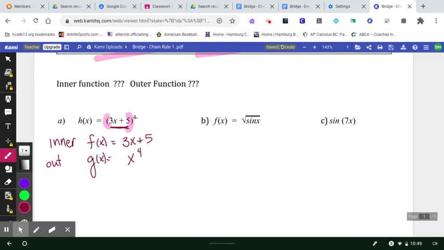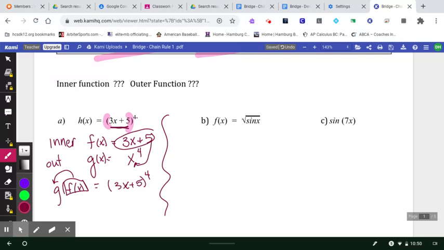So would you agree? We did composition in algebra too. So if I said g of f of x, that would mean take f of x and put it inside g of x. So I would substitute this into this. So g of f of x would be 3x plus 5 to the fourth. We actually did all this in algebra too. We just didn't take the derivative of it.